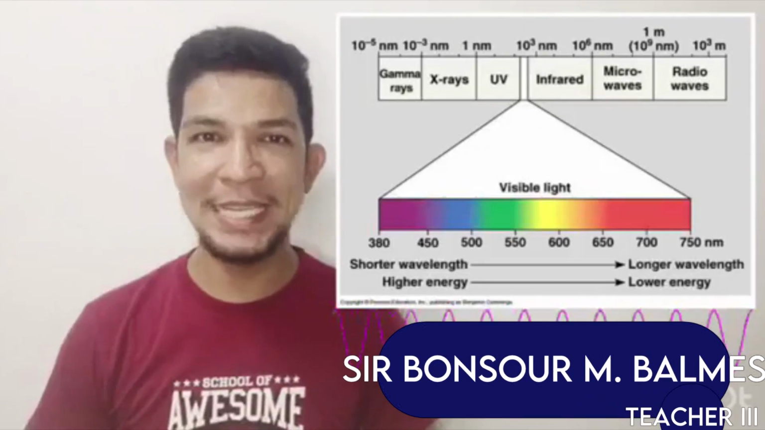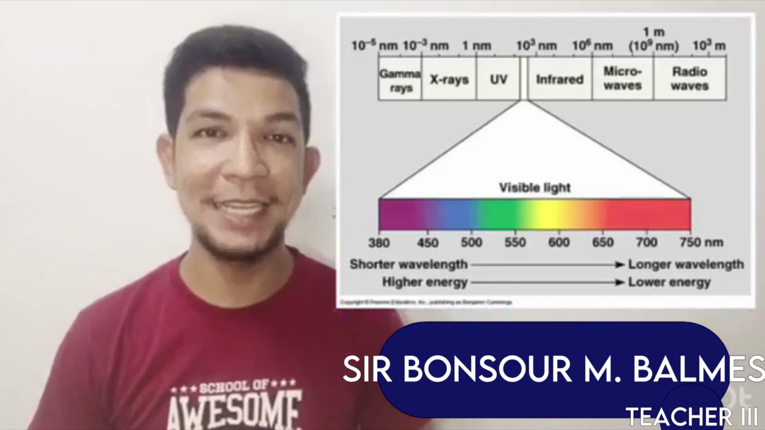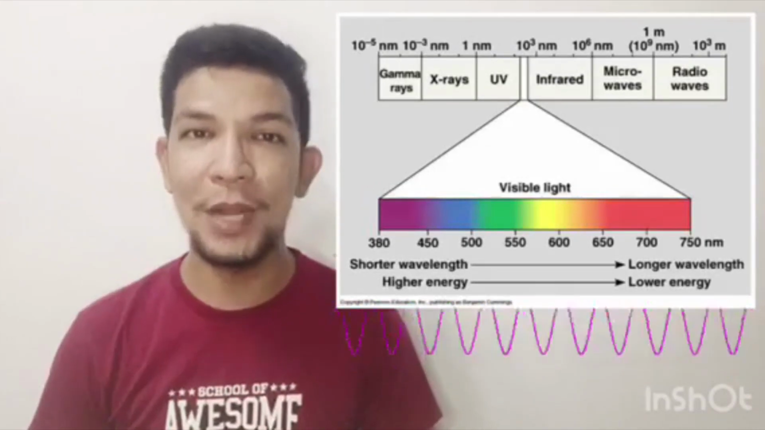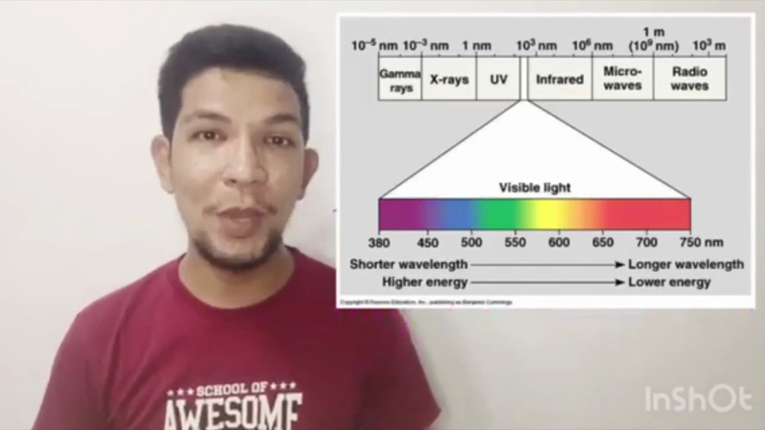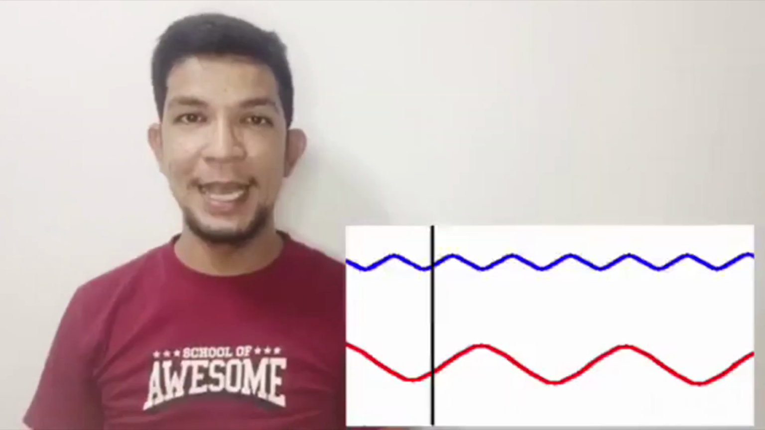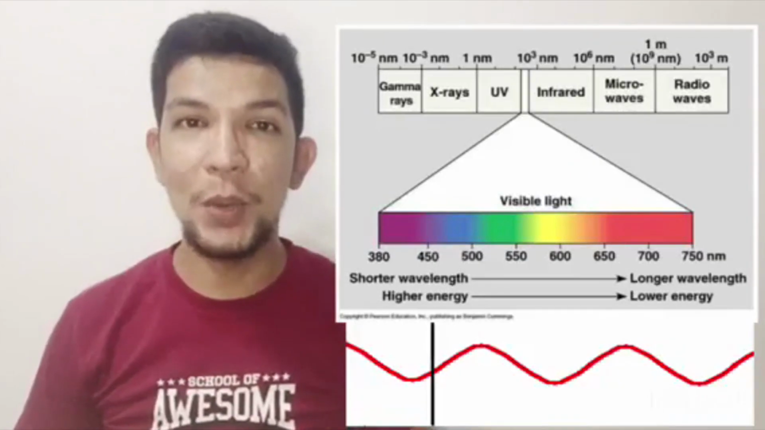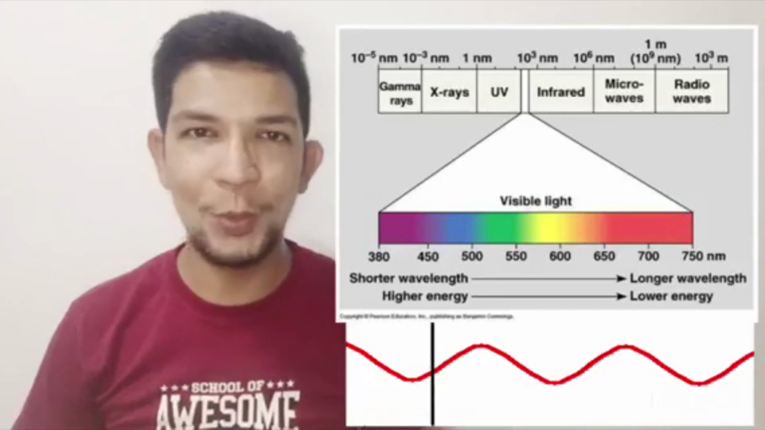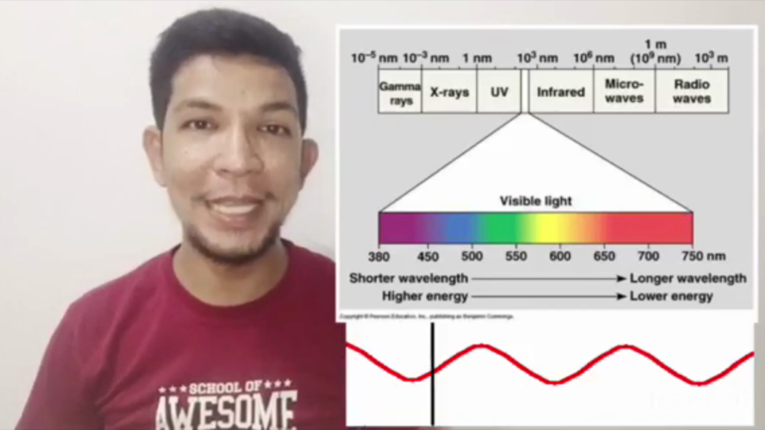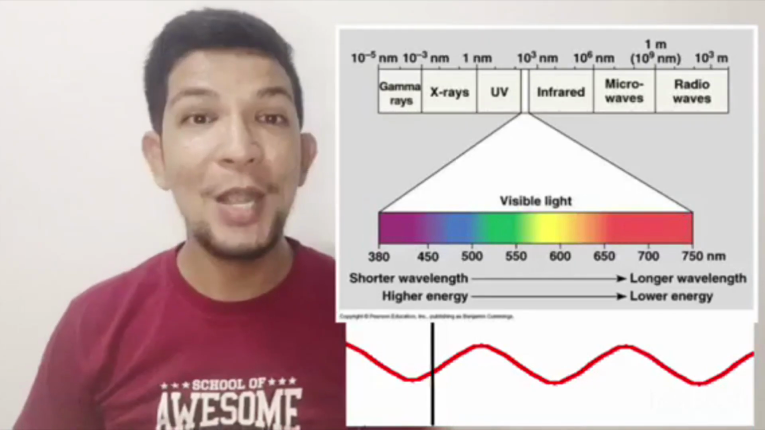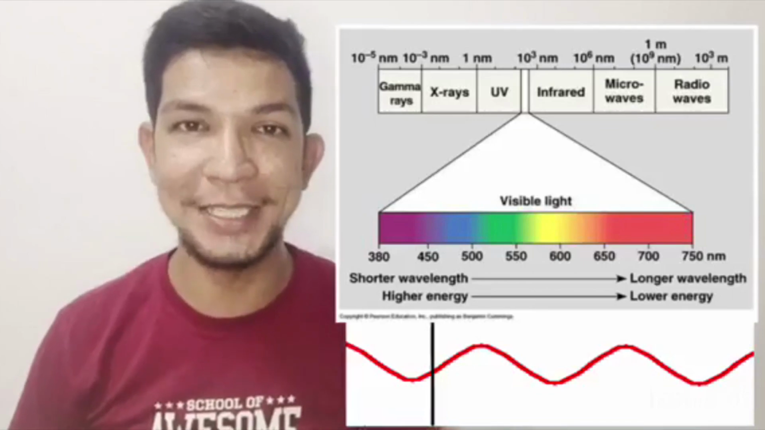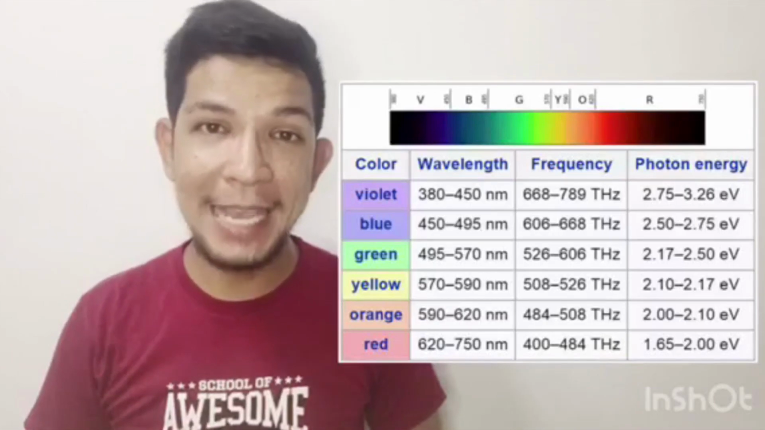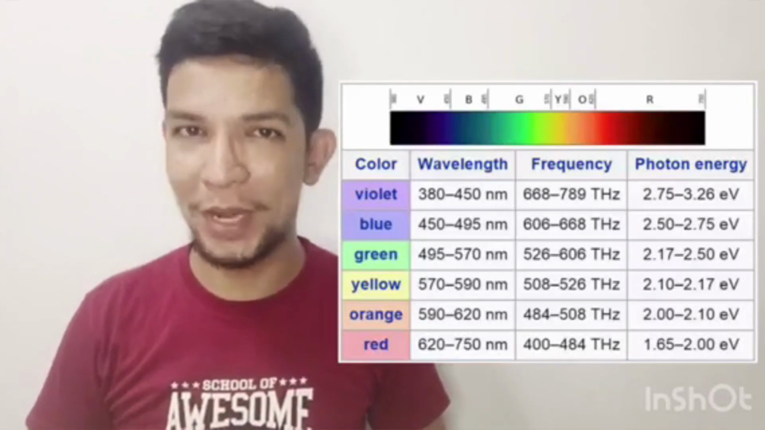Violet has the highest frequency, ranges from 668 to 789 terahertz, and shortest wavelength ranges from 380 to 450 nanometers. Violet waves carry the most of the energy. Red has the lowest frequency, ranges from 400 to 484 terahertz, and longest wavelength ranges from 620 to 750 nanometers. Red waves carry the lowest energy. Always remember that the wave with highest frequency has the highest amount of energy but shortest wavelength.